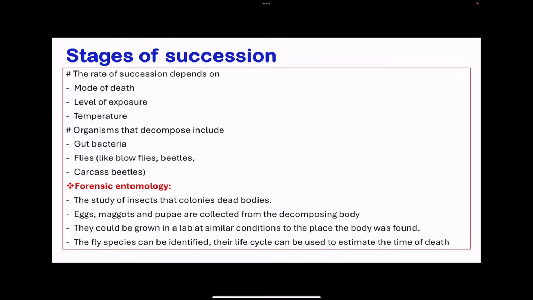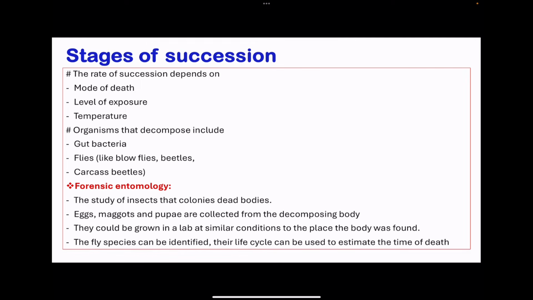In identifying the stages of succession, usually forensic entomology is going to be carried out, and this studies insects that colonize dead bodies. So their eggs, their maggots, their pupa, these are going to be collected from the decomposing body, and this could be grown in the lab in order to identify which kind of insects they are, as well as to compare with their life cycles because, of course, most of these organisms, their life cycles are known.